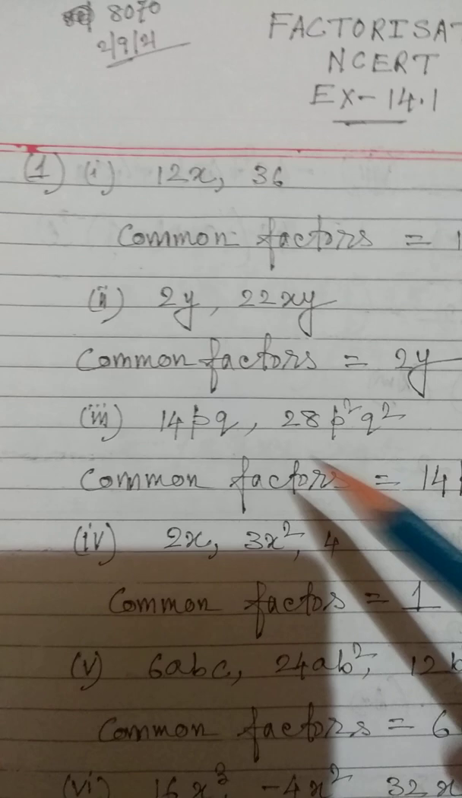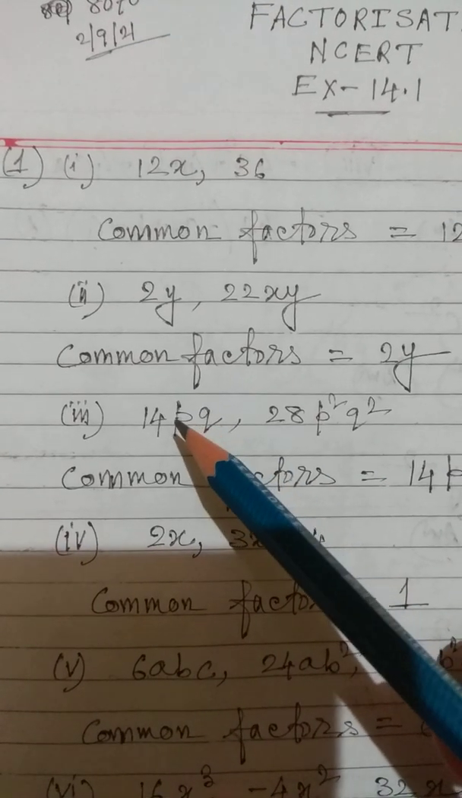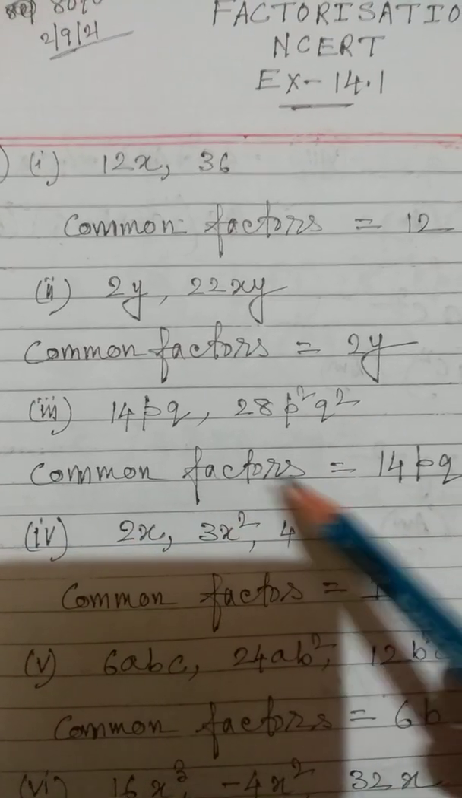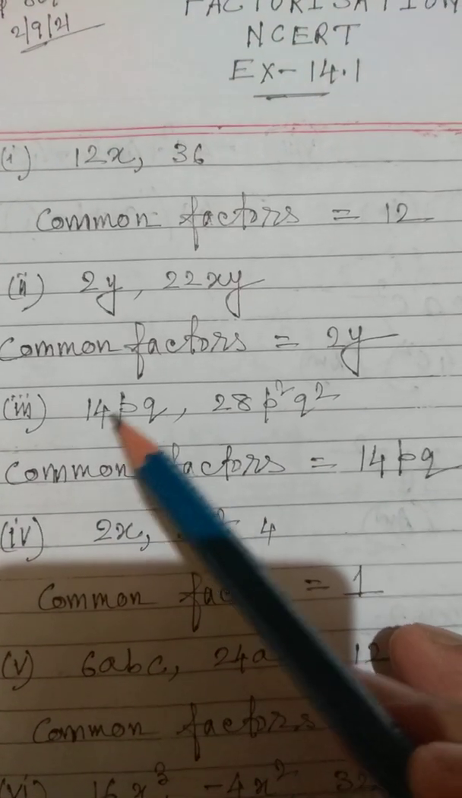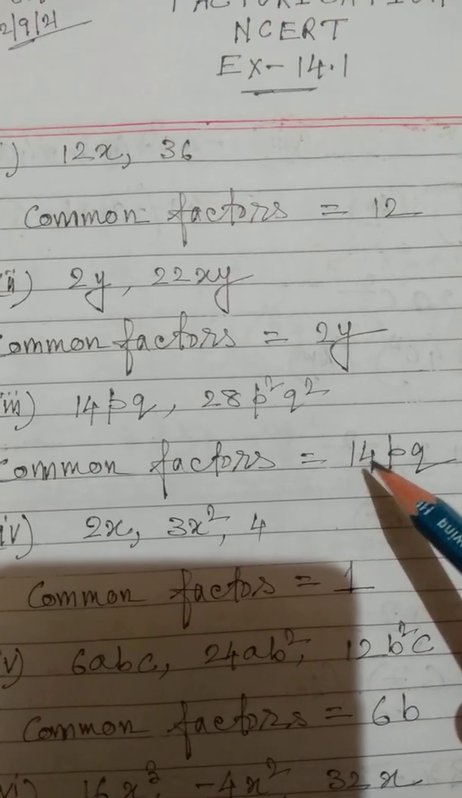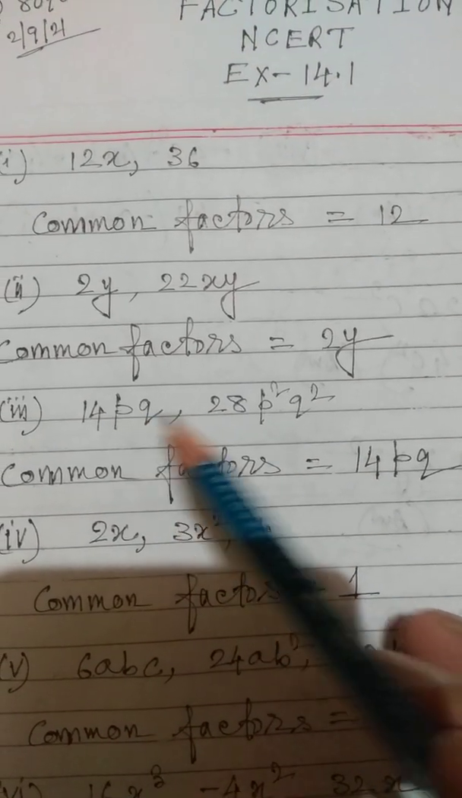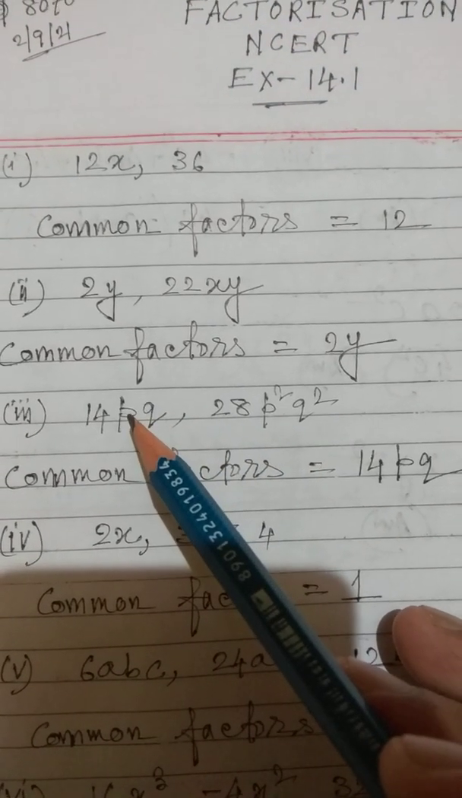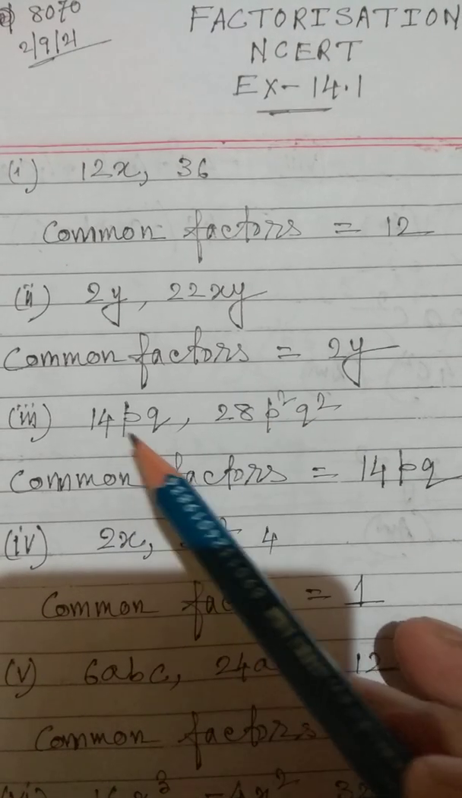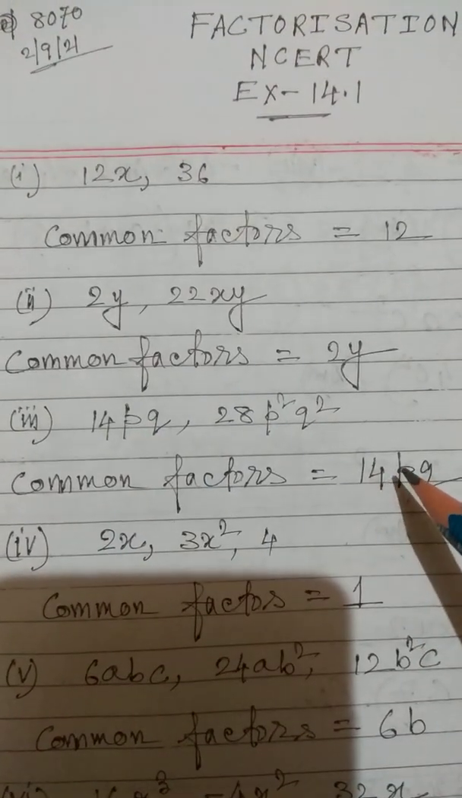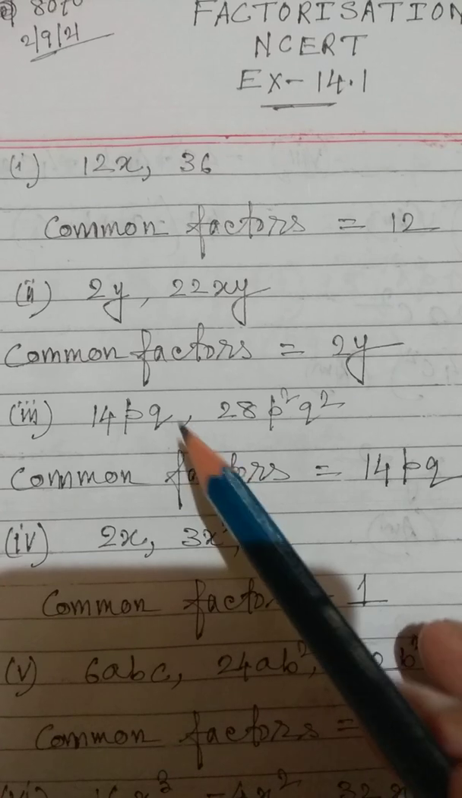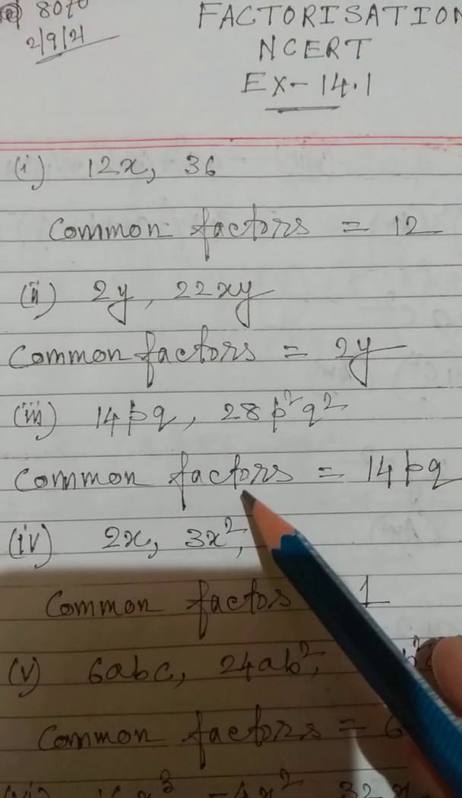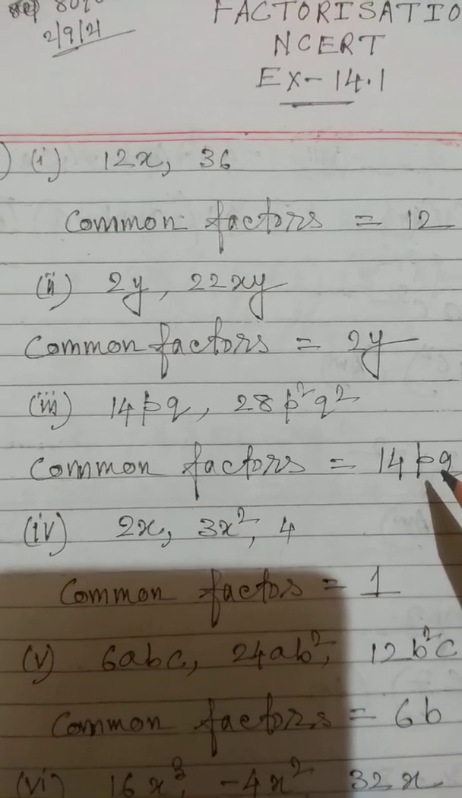Next, question number Roman 3. Two terms are 14p and 28p square q square. So the common factor: the HCF of 14 and 28 is 14, and p is also a common variable in both the terms, and q is also a common variable. But the minimum power of p is 1 here, 2 there, so p is the common factor, and the minimum power of q is also 1, so q is also a common factor. So the common factor of these two terms is 14pq.